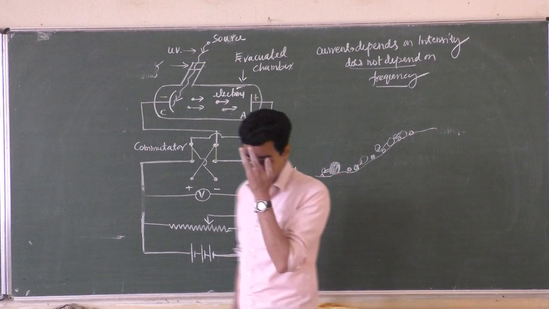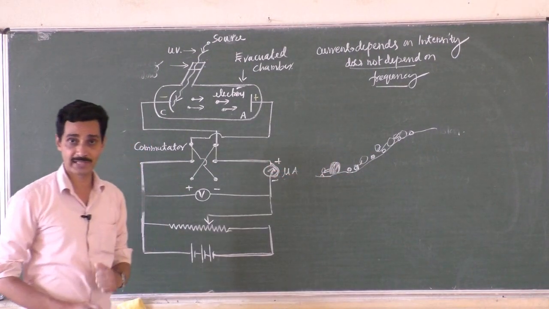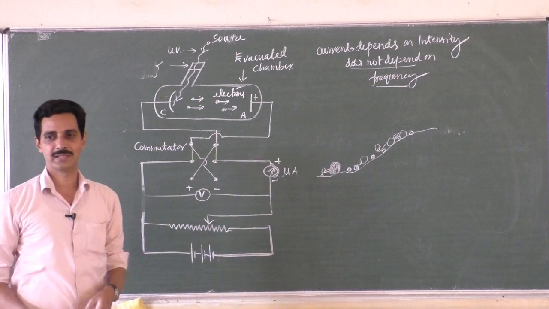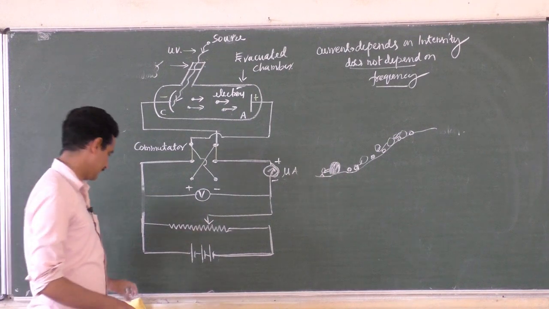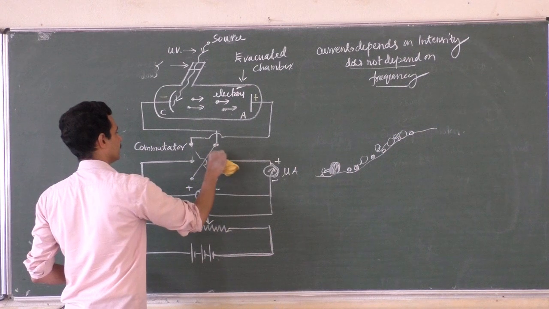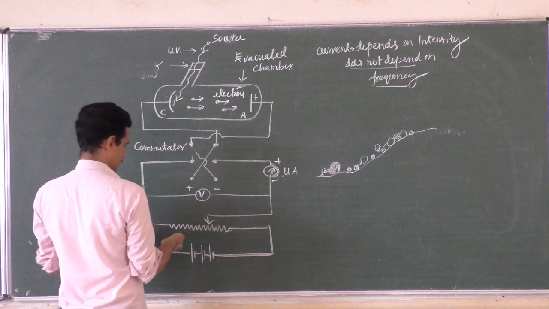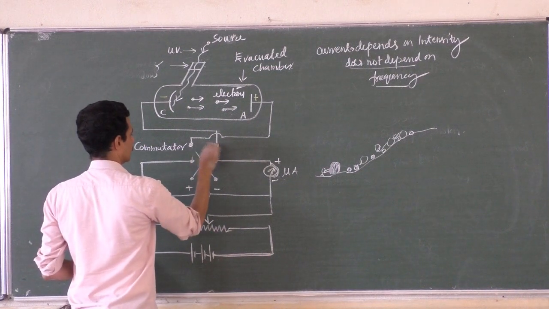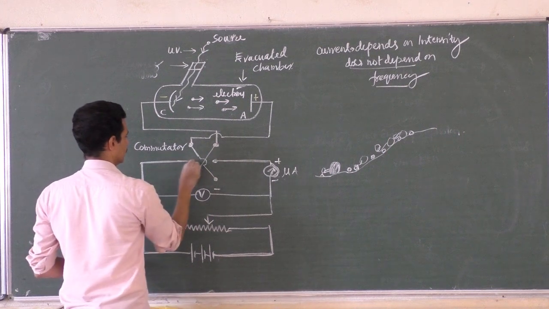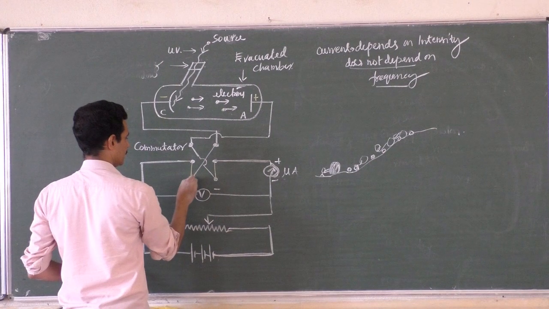So how to do this? How to stop these energetic electrons? The battery can do that. How can the battery do it? Very simple. We have the help of the commutator. You can reverse the commutator. How to reverse the commutator, sir? Simply throw the switch to the other opposite corners. That's enough. Simply throw these switches here. So one switch here, another switch here, and you can throw it here. Connect these two. Enough. That is the beauty of the commutator.